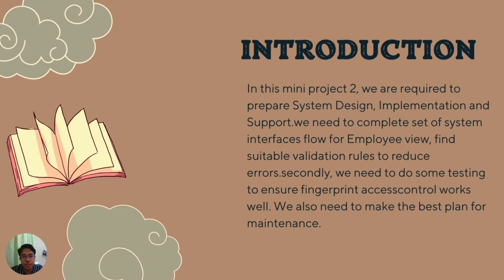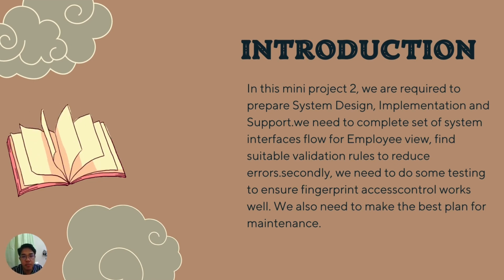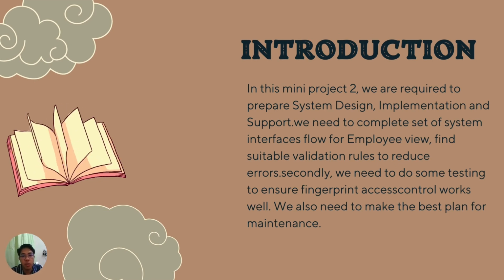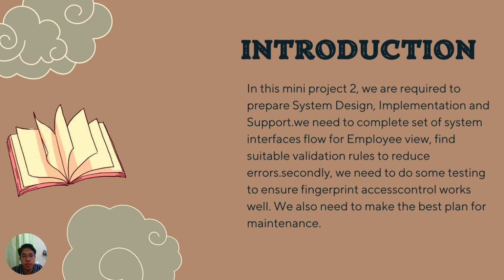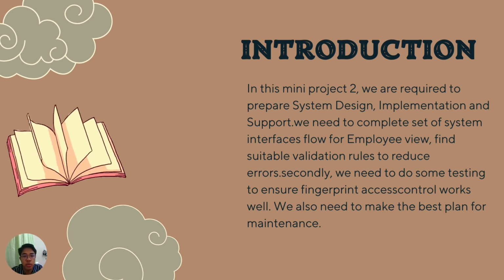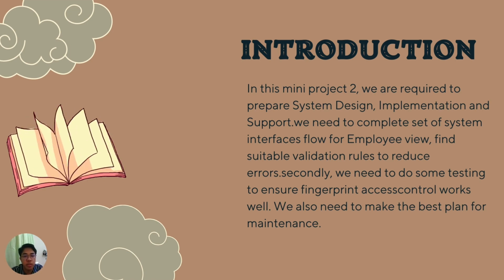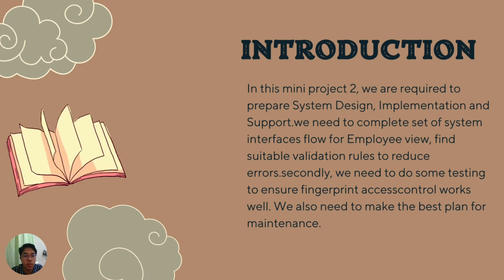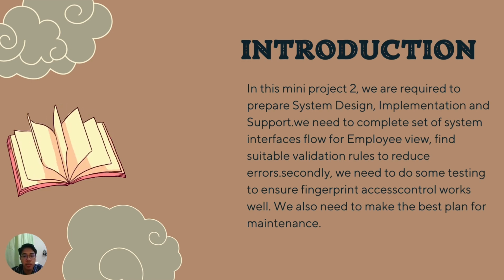First of all, introduction. In this mini project 2, we are required to prepare system design, implementation, and support. We need to complete sets of system interface flow for employee view, and find suitable validation rules to reduce error. Secondly, we need to do some testing to ensure fingerprint access control works well. We also need to make the best plan for maintenance.